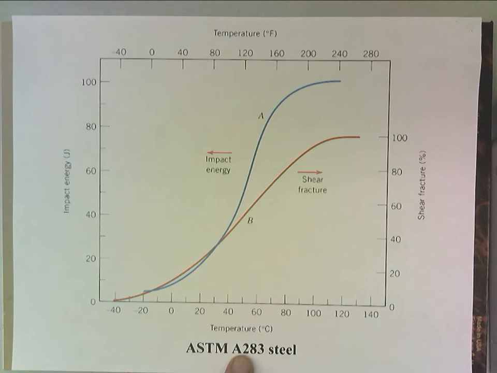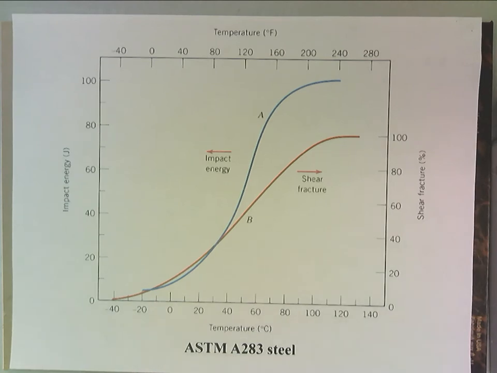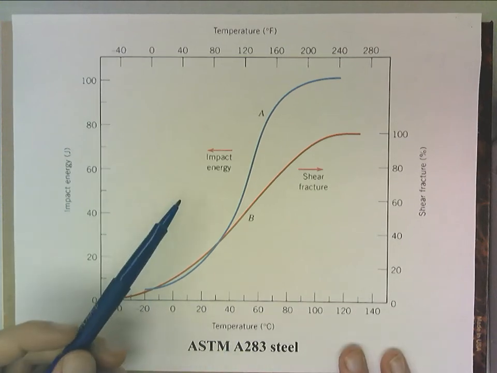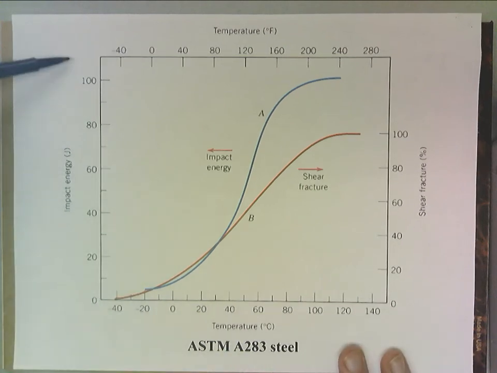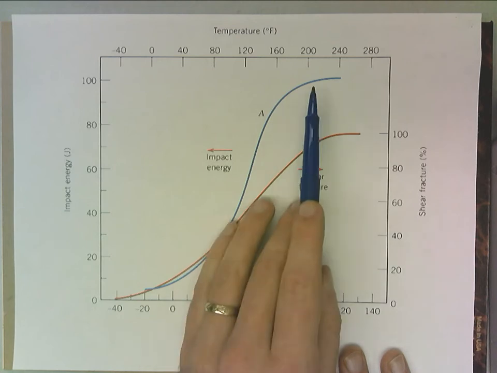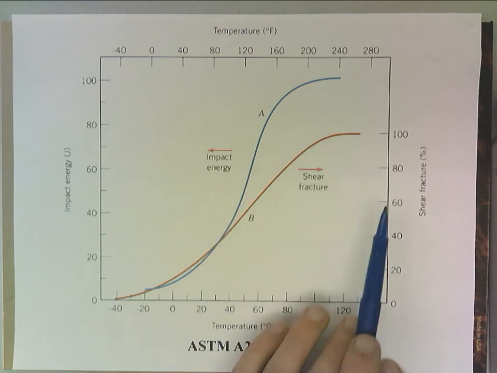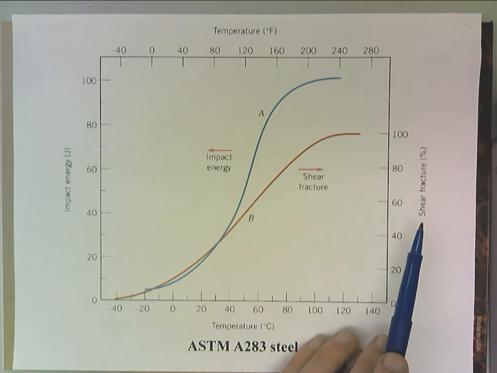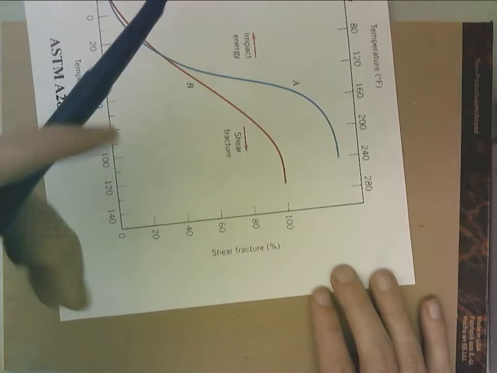Here's for an ASTM A283 steel. I think that is like a bolt steel for structures. Don't hold me to that, but that is a standardized steel. Here's impact energy in joules. We have some real numbers. Celsius, Fahrenheit. As we get colder, we get more brittle. We can also graph on a second y-axis percent of shear fracture. This is ductile.